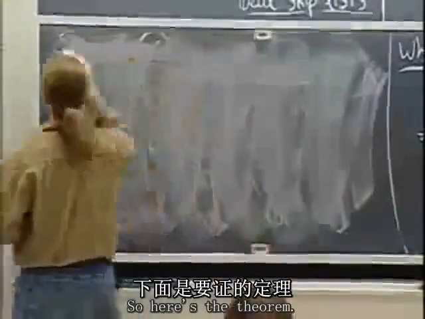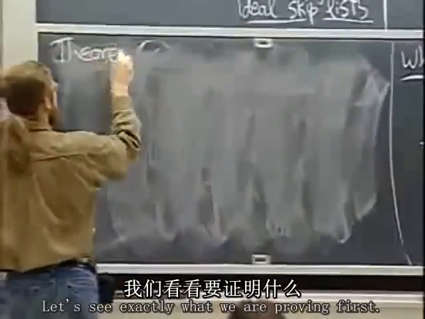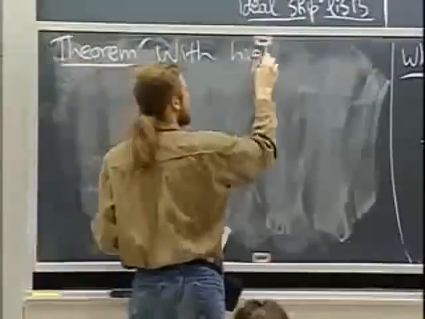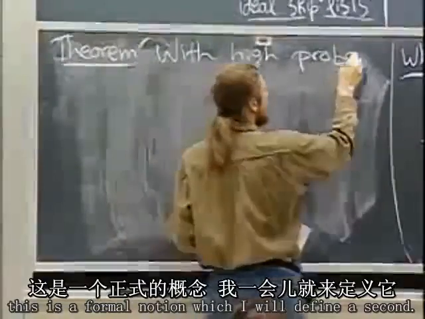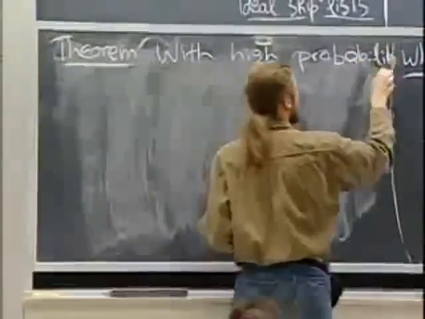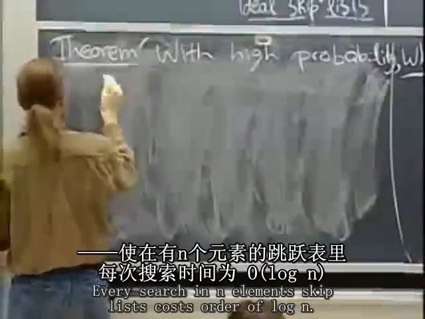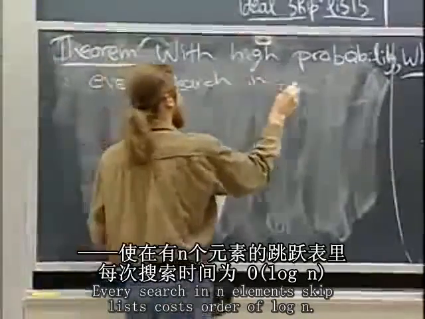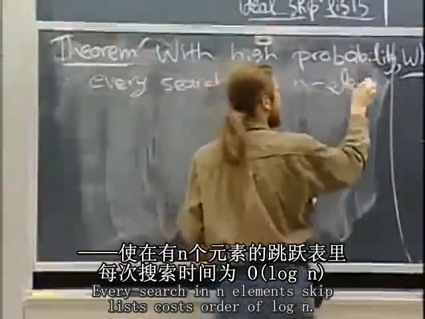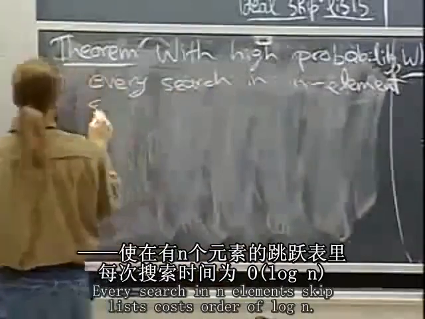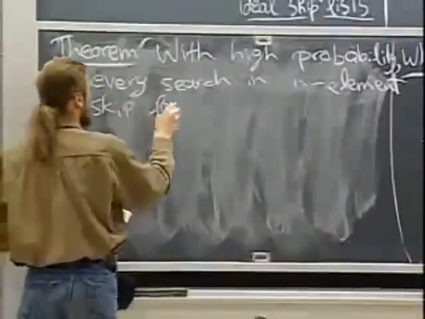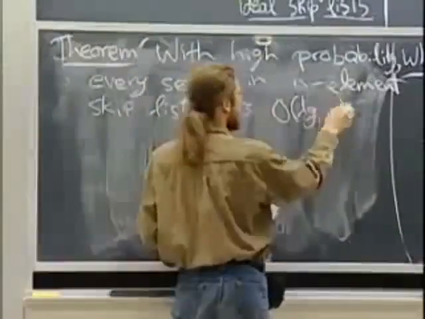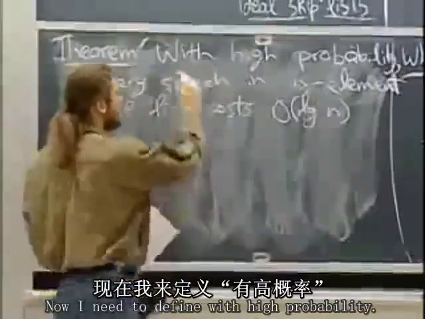So here's the theorem. Let's see exactly what we're proving first. With high probability, this is a formal notion, which I will define in a second, every search in an n-element skip list costs order log n. So that's the theorem. Now I need to define with high probability.